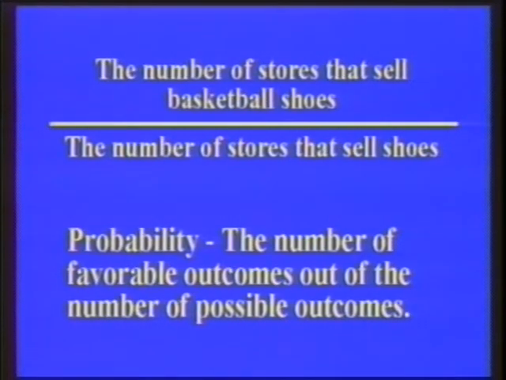The number of stores that sell shoes out of the number of stores in the mall in our situation is what's defined as our probability situation. Probability is the number of favorable outcomes out of the number of possible outcomes.